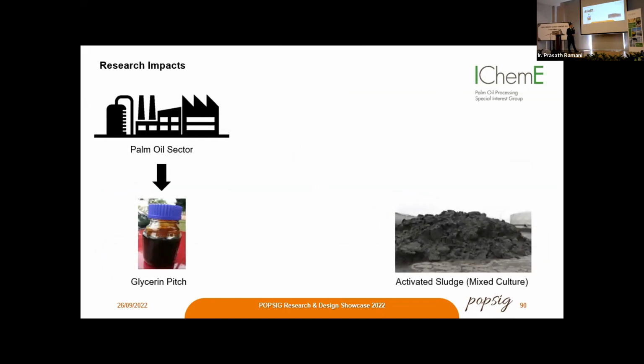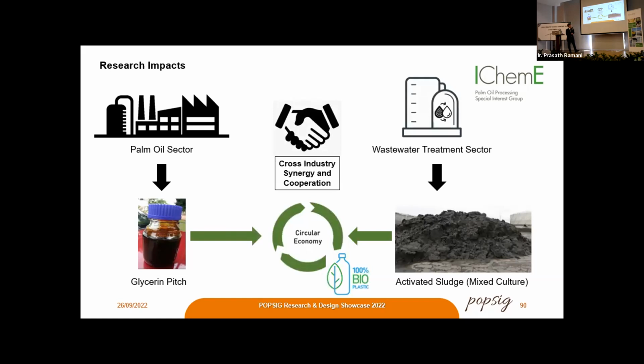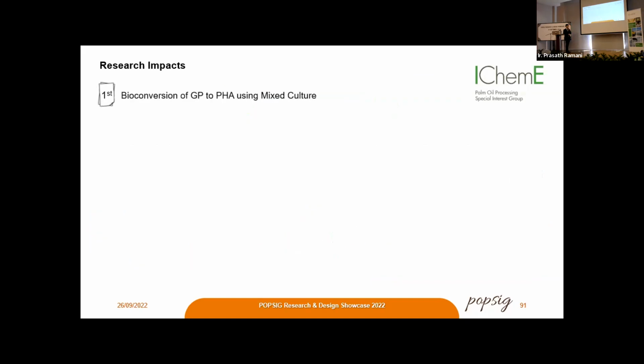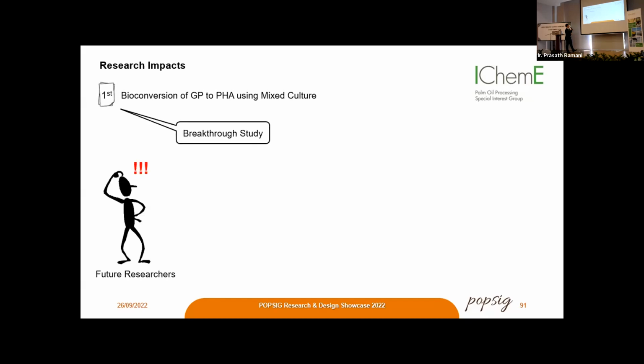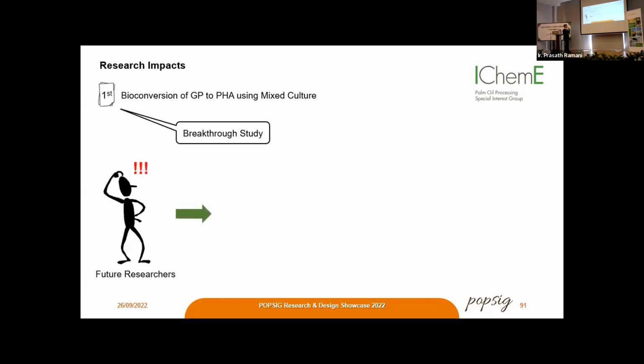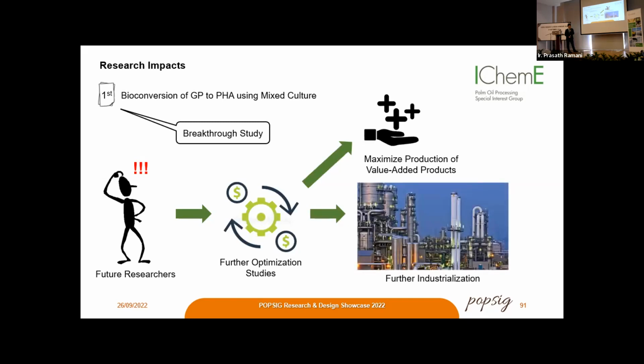Additionally, as the mixed culture used in this study is activated sludge that originates from the wastewater treatment sector, this study promotes cross-industry synergy and cooperation between the palm oil and wastewater treatment sector, which can lead to less waste and the generation of more value-added product for both sectors. Finally, as this is the first ever paper to study the bioconversion of GP to PHA using mixed culture, this research acts as a breakthrough study that can help future researchers to focus on further optimization studies that can then focus on maximizing the production of value-added products and future industrialization.